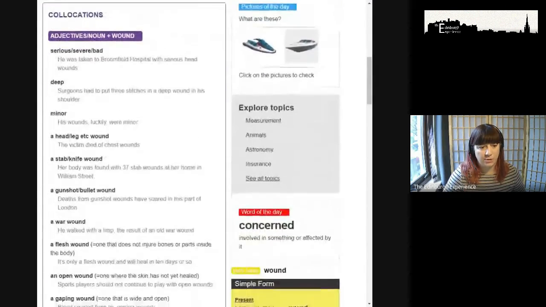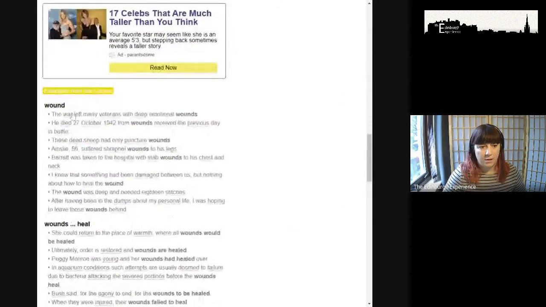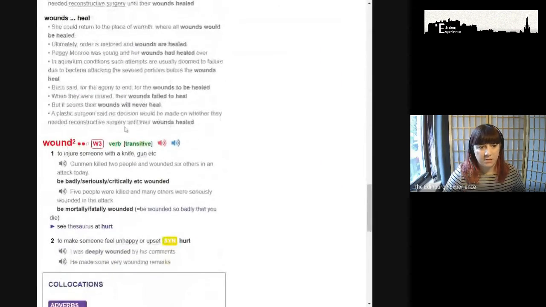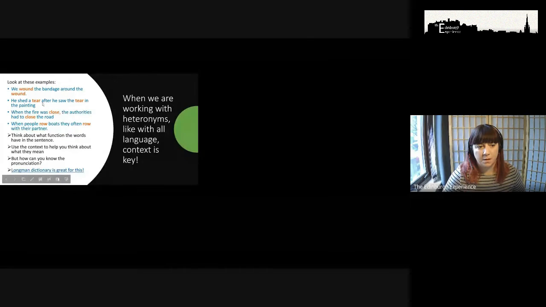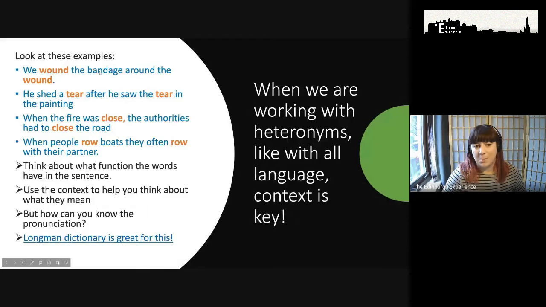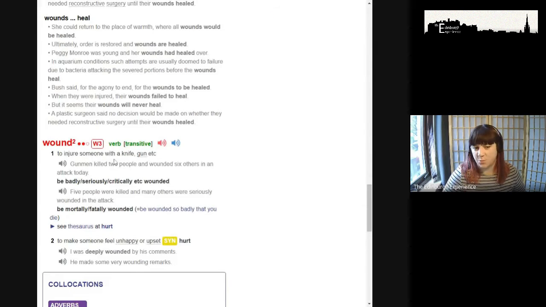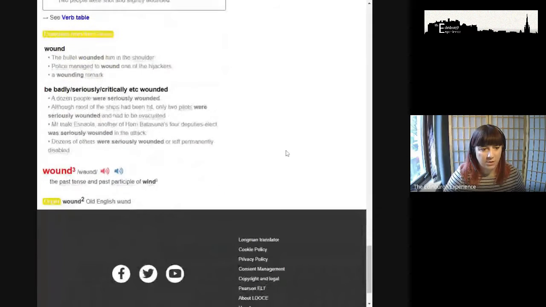So I'm going to go down, down, down. Okay, this is examples from the corpus. Okay, this is a verb. But if we look at our example here, it says the bandage. Okay, so if I look at that example that I saw here of the verb again, that says to injure someone with a knife, right? So that's not the verb that I want because it doesn't make sense for my context. So I'm going to keep going down, going down, going down. Oh, and then I find this. And that tells me that this word is the past tense of the word wind. And that makes sense for my context, right?